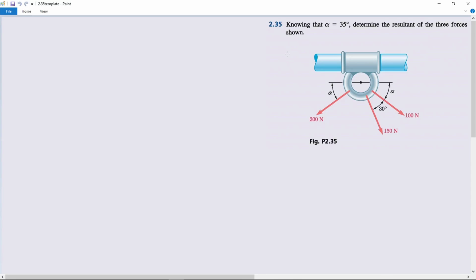Hello, this is another video from the Engineering Dude, and here we are going to be solving this problem using the component method. A good rule of thumb is to always use the component method when there are 3 or more forces at play. If there are 2 forces at play, then using the resultant method is okay.